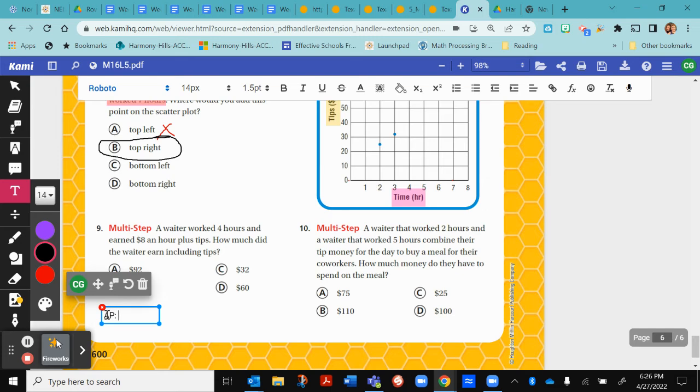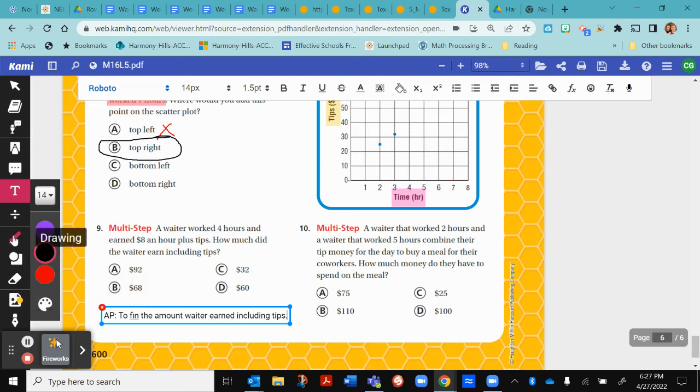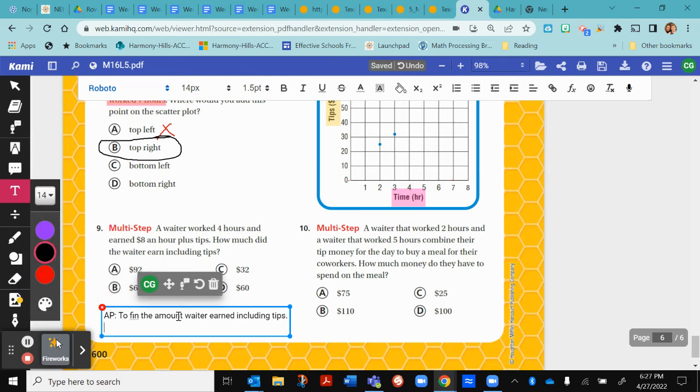Author's purpose. I need to find, remember the word to find, the amount the waiter earned, including tips. So you can word it any which way you want. Right? That's what I need to find. What's going to be my numerical expression? My equation. Very good. I'm going to work for 4 hours. Each hour I work, I'm earning $8. And then I'm going to add my tip.